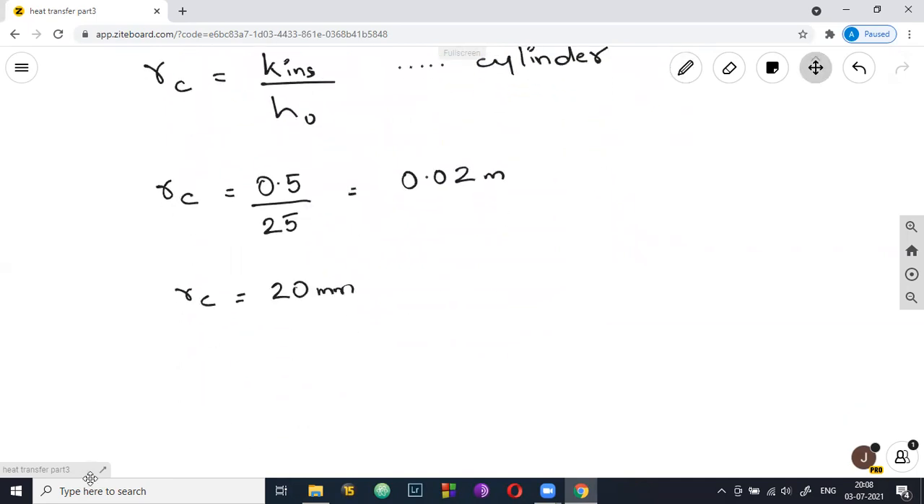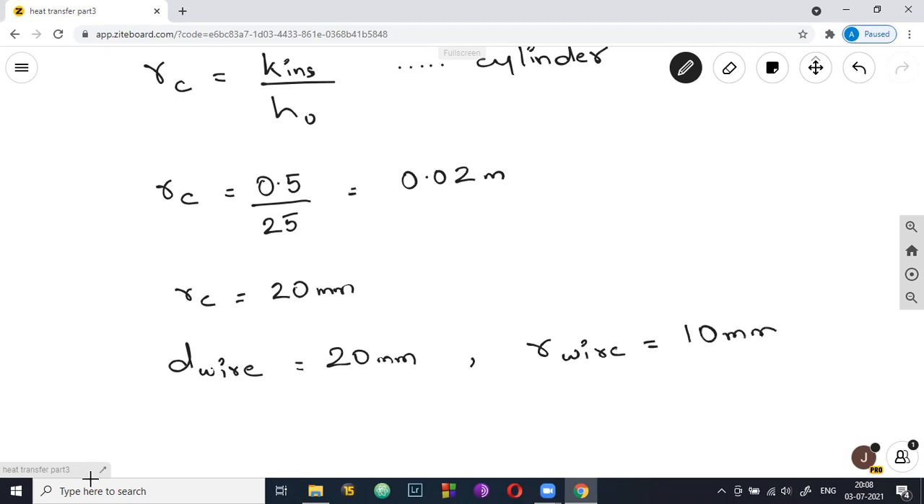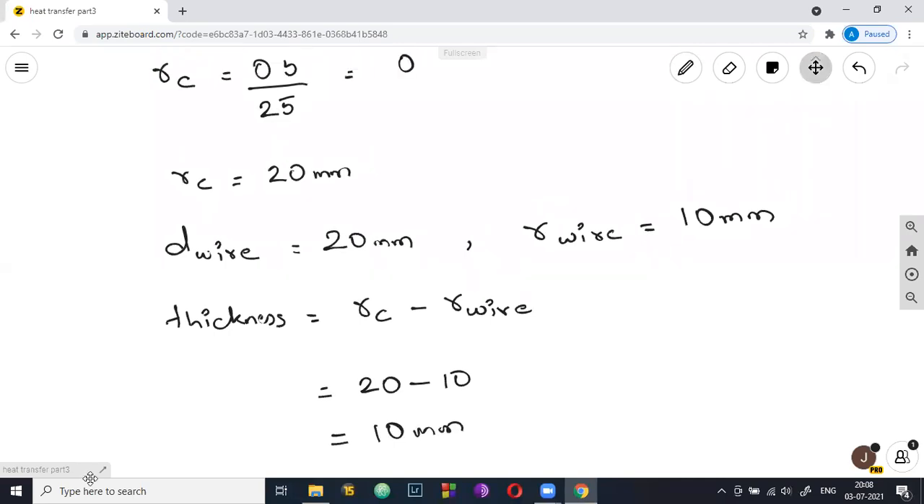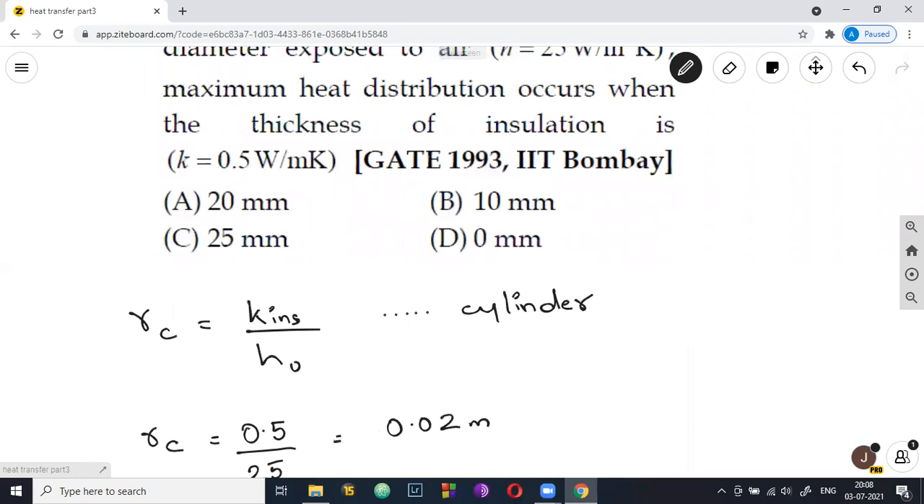What is diameter of the wire? Diameter of the wire is 20 mm. So what is radius of the wire? 10 mm. Take the half of the diameter, right? So thickness of the insulation will be critical RC minus R of wire. So what is RC? 20 minus 10, that is 10 mm. That's it. Answer is option B.